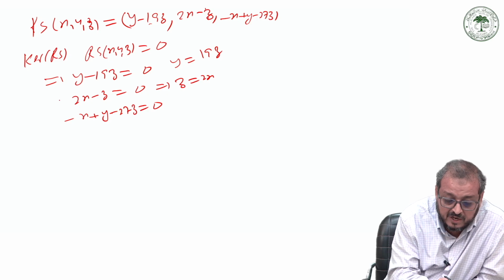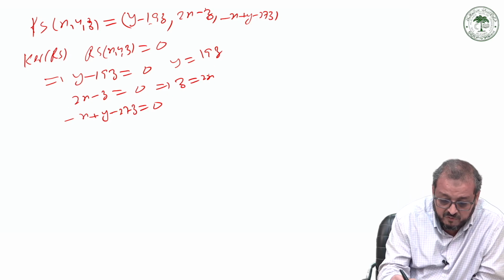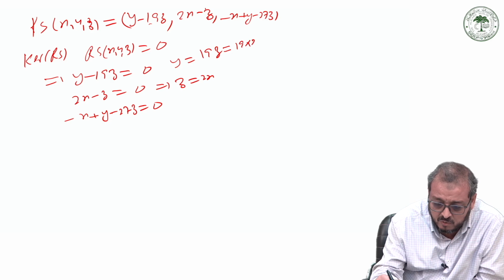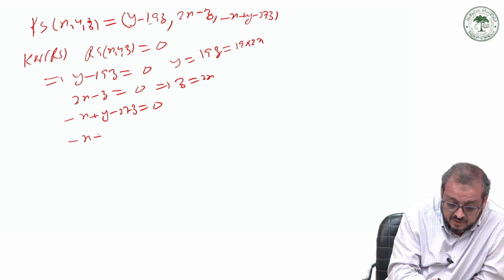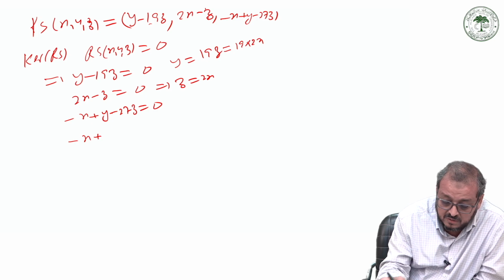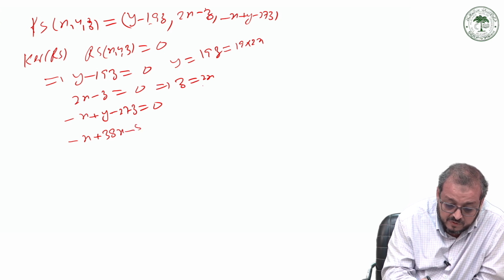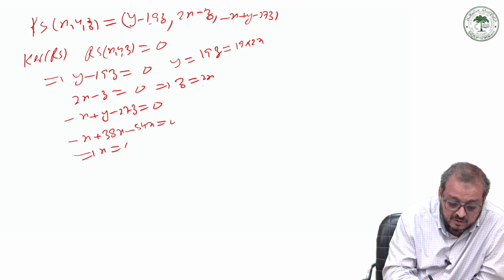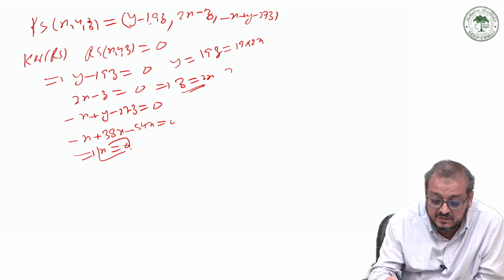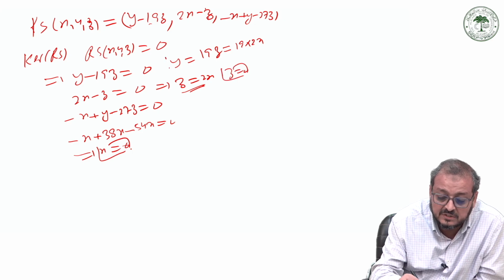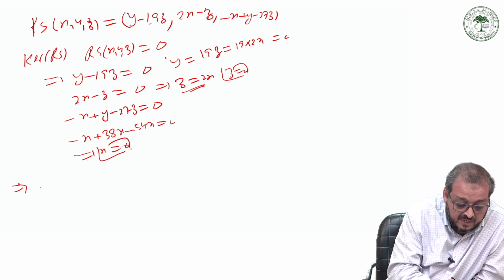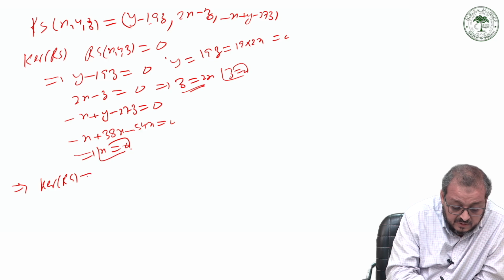So we substitute the values of y and z: minus x plus y, where y is 19 into 2x, which is 38x, and then minus 54x is equal to 0. This implies that x is equal to 0. Now if x is equal to 0 then z is equal to 0, and if z is equal to 0 then y is equal to 0. So ultimately the kernel of RS is equal to 0.